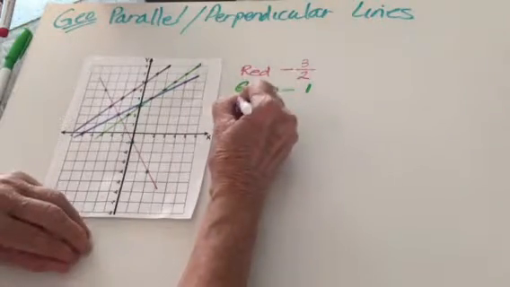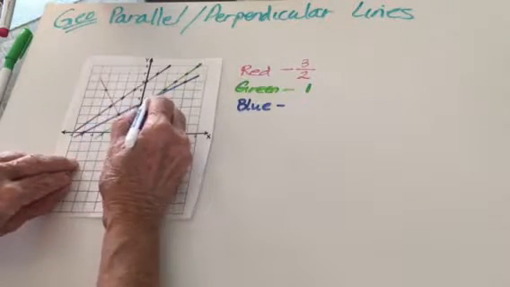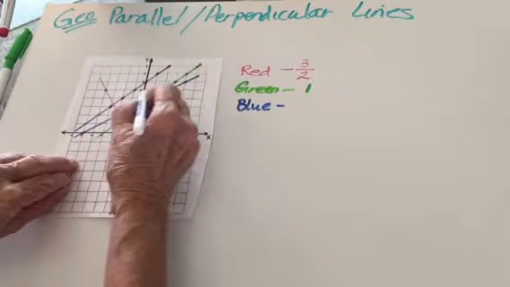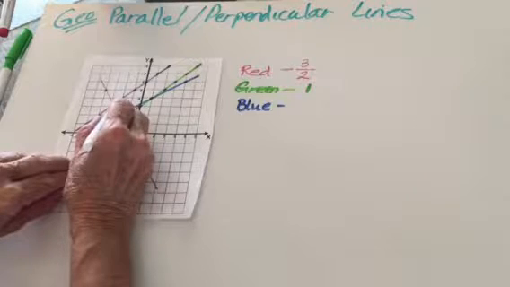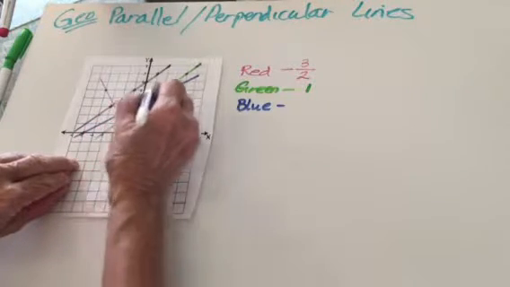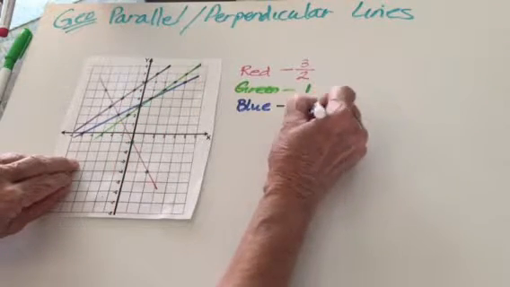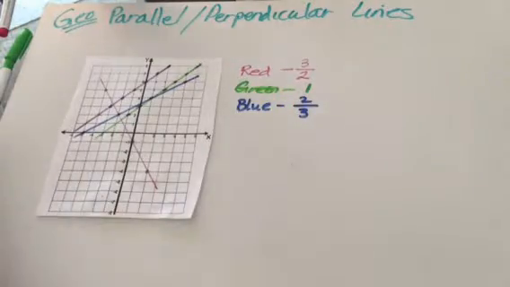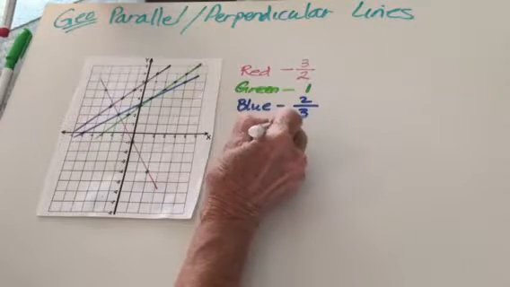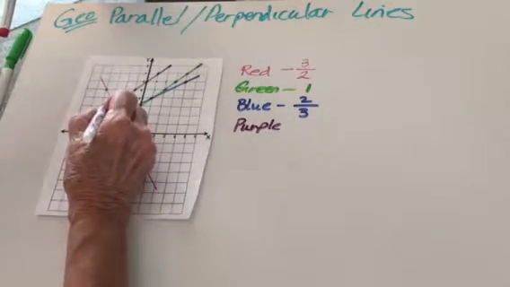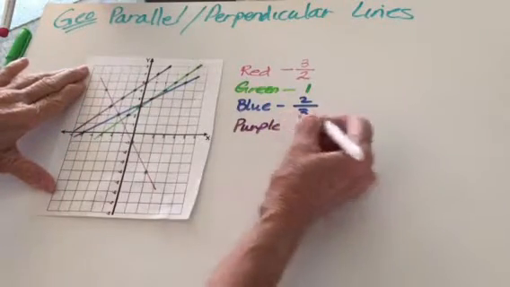How about the blue? I'll take a point here, a point here, a point here. You see what I'm doing? Wherever all 4 lines intersect. So here I go up 2 and over 3. 1, 2, 1, 2, 3. So it's up 2, over 3. And then finally my purple line is, well, it's just up one over one, up one over one, so it's just one.